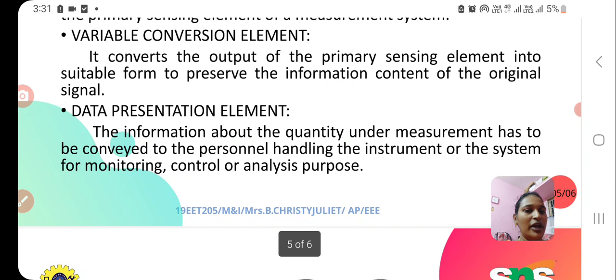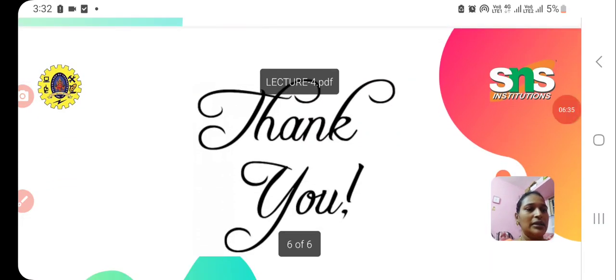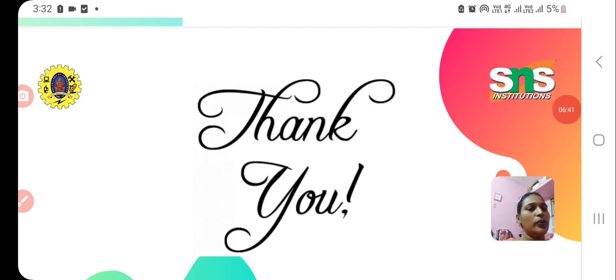It is conveyed to the persons handling the instruments by projecting it through LCD displays or by indicating the answers on a dial. So this is how the generalized elements of measuring systems work. I hope you now have a clear idea about how these measuring instruments work based on the basic block diagram.